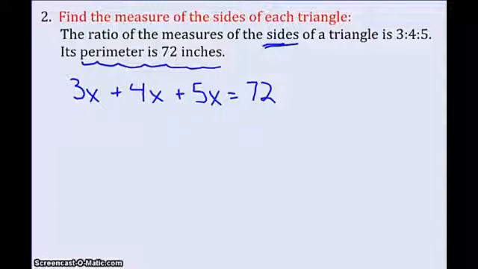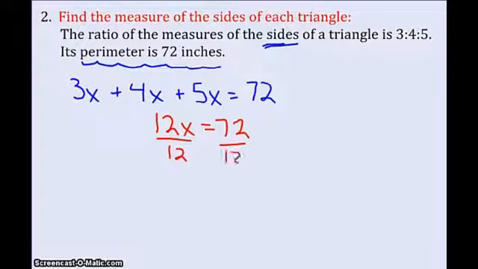The ratio is given as 3:4:5. We have to convert that ratio into numbers by multiplying with x. So 3x plus 4x plus 5x is equal to 72. Upon adding that, we get 12x. So 12x is equal to 72. x is equal to 72 divided by 12. Therefore, the value of x is 6.